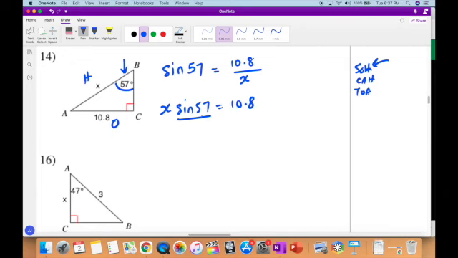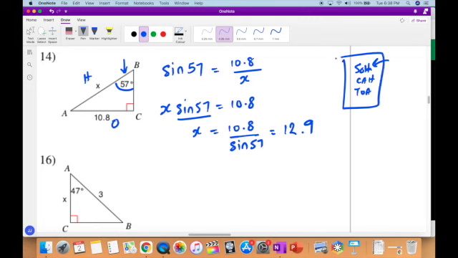And now we're going to take the sine of 57 and throw it across. So we're going to get x is equal to 10.8 divided by the sine of 57. It's 12 point... Did you guys get 12.8 or 12.9 for this? I got 12. Okay. So Soraya, you understand how I did this? Yeah. Right? It's just a matter of just using these, right?